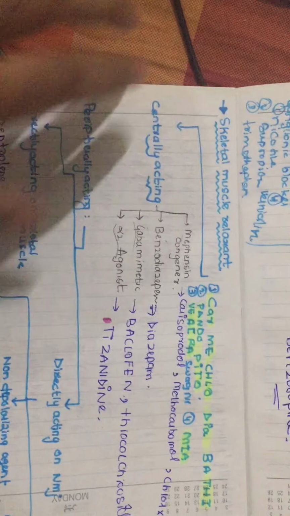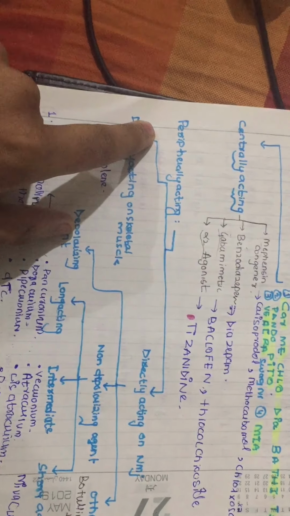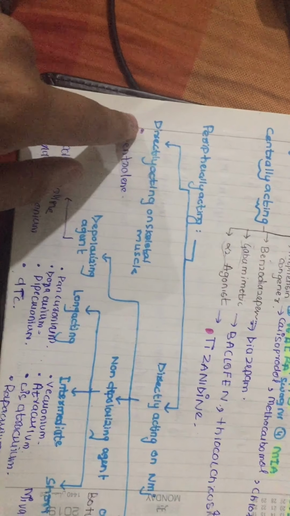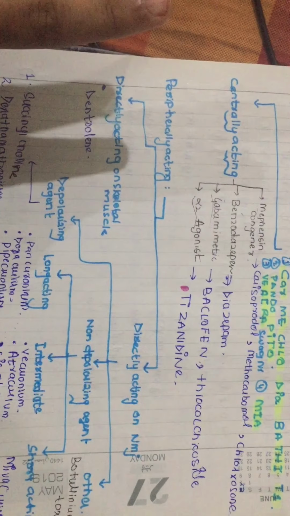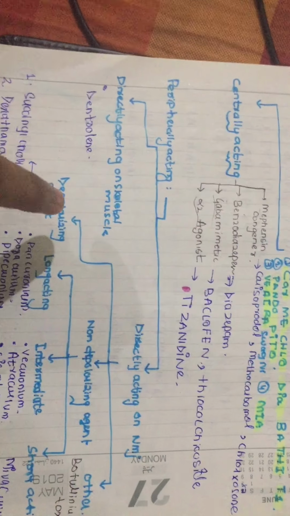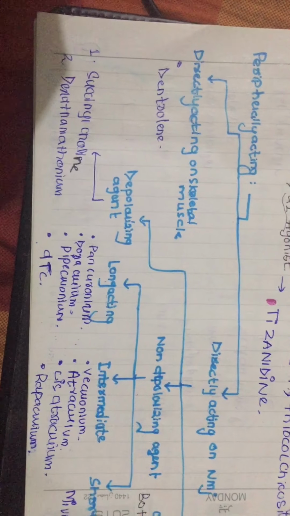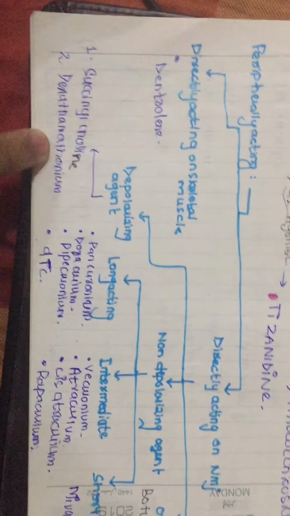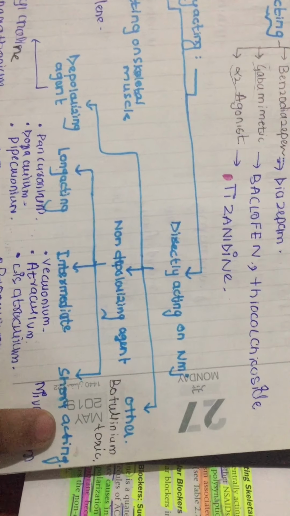Now, the peripherally acting ones are divided into two classes: the drugs which act on the skeletal muscle, and the drugs which act on the NMJ. The drug which acts on the skeletal muscle directly is dantrolene, while the drugs which act on the NMJ are divided into three classes: the depolarizing agents, non-depolarizing agents, and others. In depolarizing agents, we have two drugs: succinylcholine and decamethonium. And in non-depolarizing blockers, there are three classes: long-acting, intermediate-acting, and short-acting.